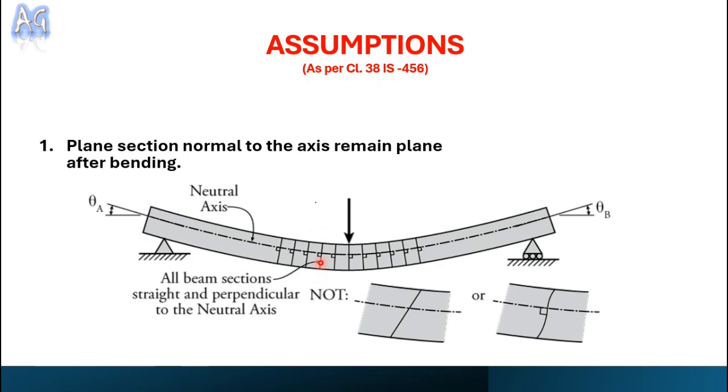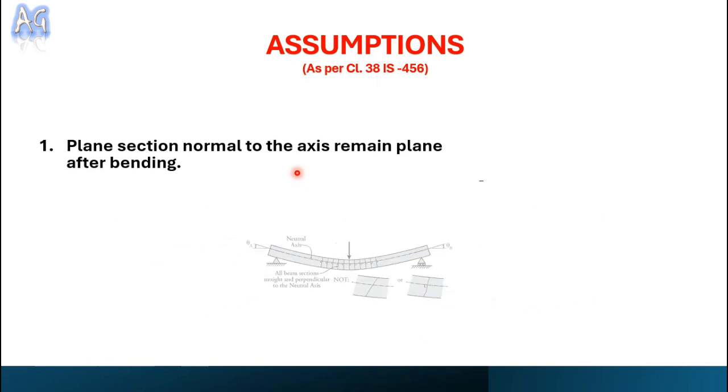Generally we make these assumptions because if we consider that the section will not be plane after bending, at that time our theory will be more complex. So to avoid the complexity in our theory, we are just assuming that the section which we are considering before bending will remain plane after bending. So that's why we are considering this assumption. Now moving to the next assumption.